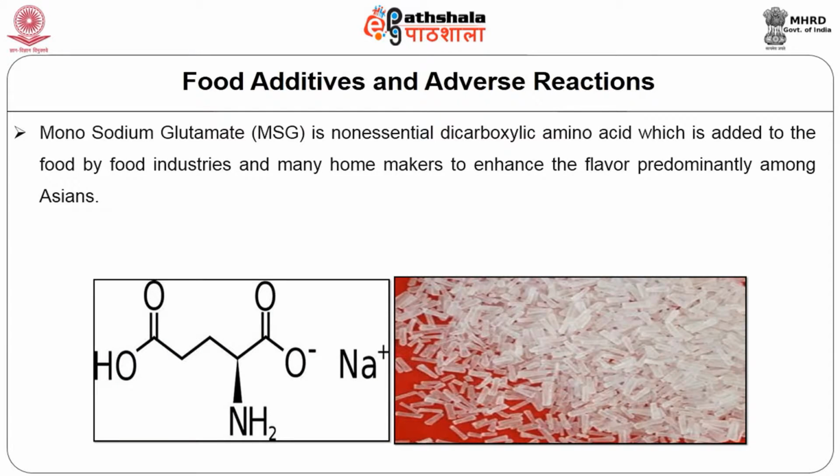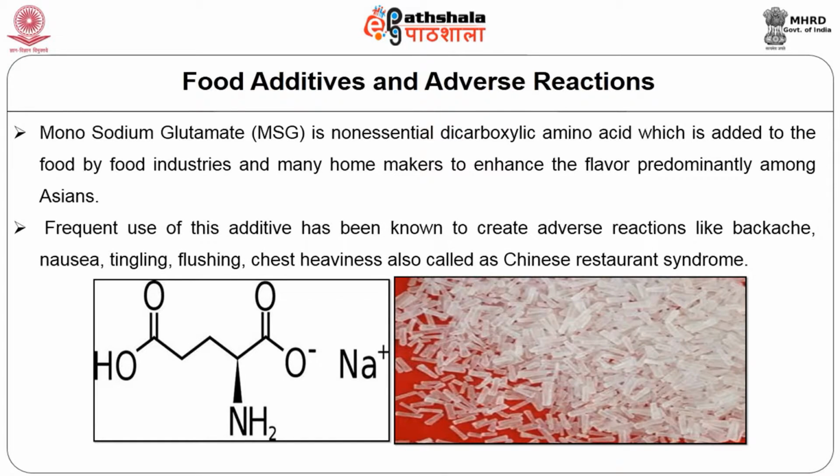Monosodium glutamate is a non-essential dicarboxylic amino acid which is added to food by the food industry and even by many homemakers just to enhance the flavor, predominantly among Asians. Frequent use of this additive has been known to create adverse reactions like backache, nausea, tingling, flushing and chest heaviness. This is called Chinese restaurant syndrome, and monosodium glutamate has been involved in inducing asthma in a few subjects. So, one has to be careful in using monosodium glutamate.